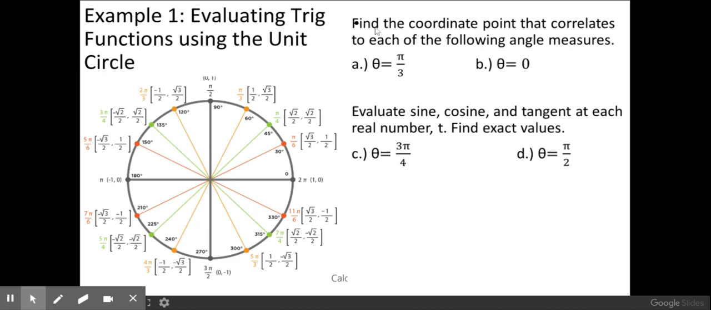It first says just find the coordinate point that correlates to each of the following angle measures. Here we have pi/3. You go to the unit circle and find pi/3, which is right here. We're just going to write down that coordinate point: 1/2, comma, square root 3/2, because that's all it asks for. Here we have theta equals 0. That is 0 right here, so the coordinate point would be 1, 0.